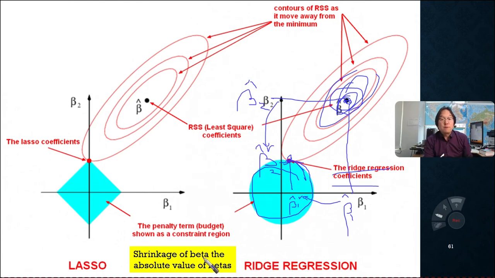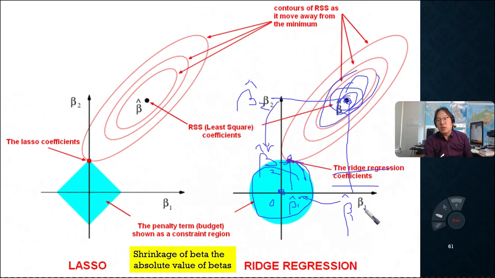Shrinkage of beta, the shrinkage is the approach that we are taking in this regularization process. What do you mean by shrinkage? Remember, when we got to the testing of beta, it was about whether this beta is equal to what? Zero or not. Our null hypothesis was beta equals zero. Beta being zero means this variable does not have any explanatory power. Garbage, throw out, right?